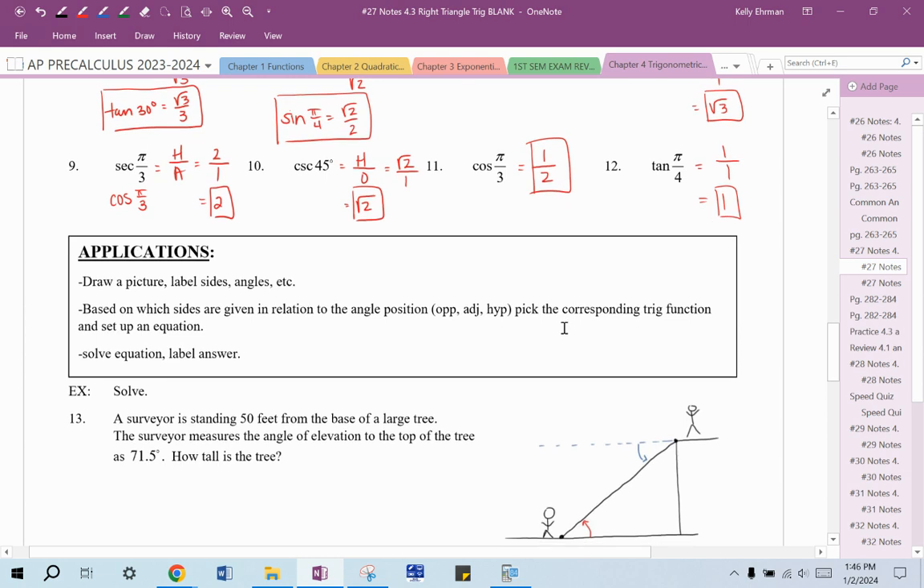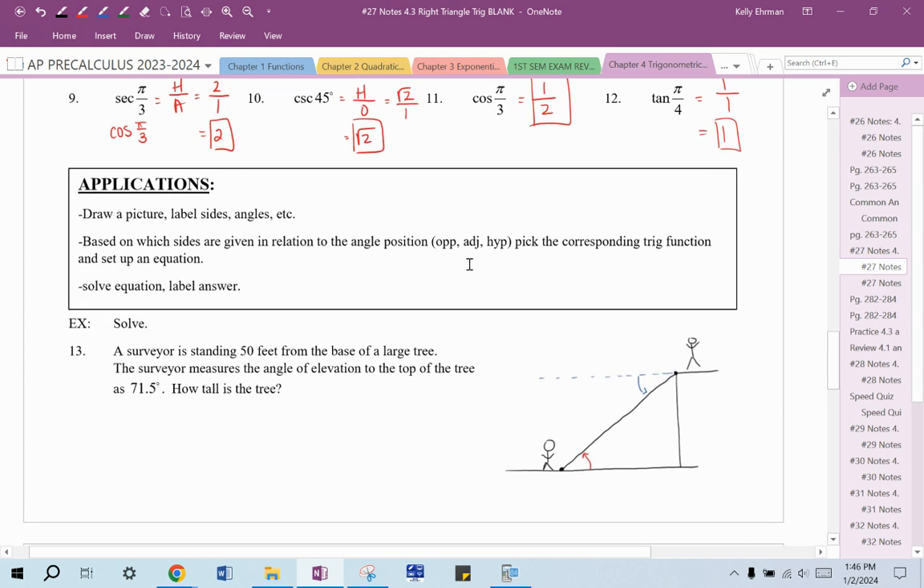All right. What about applications? If you're given a word problem, you need to draw a picture. If it's not given to you, you might still need to draw the given picture so that you can add things to it, label sides, label angles, etc. Based on what sides are given and where the angle is, you'll pick one of the correct trig functions, probably sine, cosine, or tangent, and then solve.